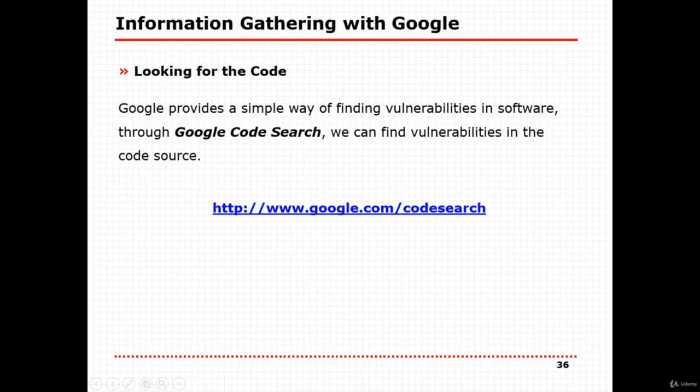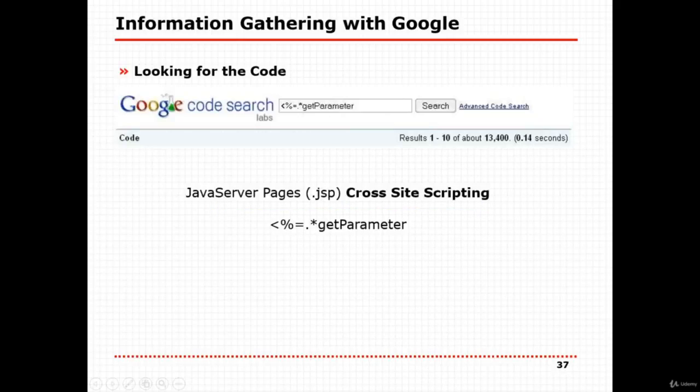Alright, so looking for code. Google provides a simple way to find vulnerabilities in software through Google Code Search. You can find vulnerabilities in the source code. So this is the website. Just write it down and note it. Go to www.google.com code search, and if you just type and go for it, this is how it looks.